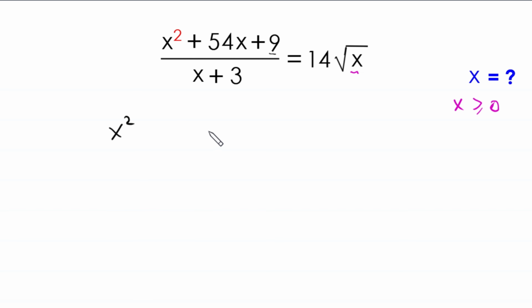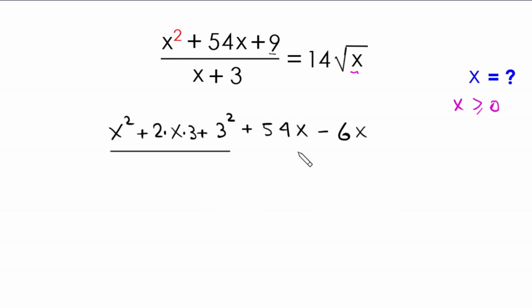This 9 is the same as plus 3 squared. It means to complete the square we add here plus 2 times x times 3 plus this 54 times x. Since we have added 2 times x times 3, which means 6x, we subtract 6x, divided by x plus 3, equal to 14 times root x.